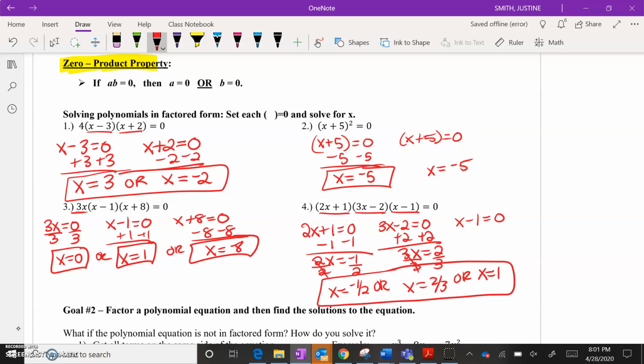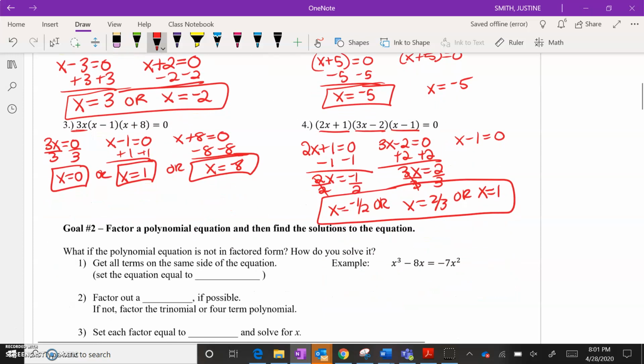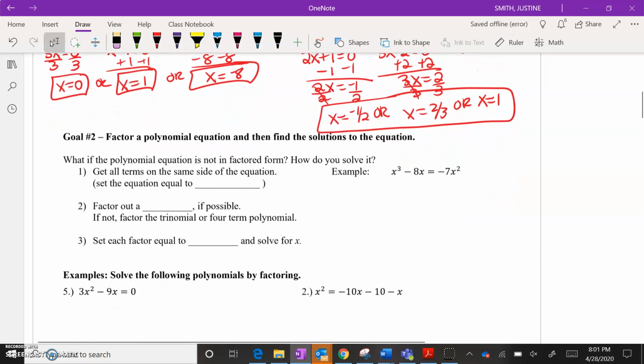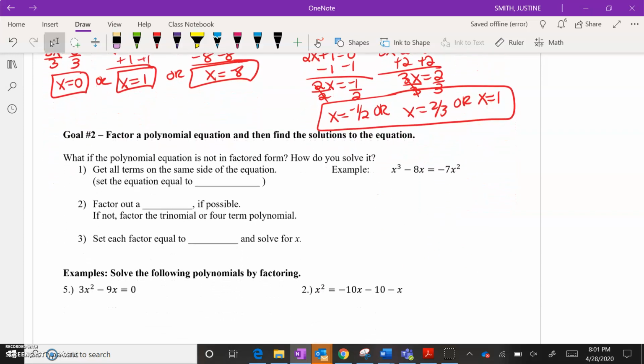All right, so these ones were nice because they were already factored for you. The second part, they're not going to be factored yet. So factoring a polynomial equation and then find the solution. So it says, what if the polynomial equation is not in factored form? How do you solve it?